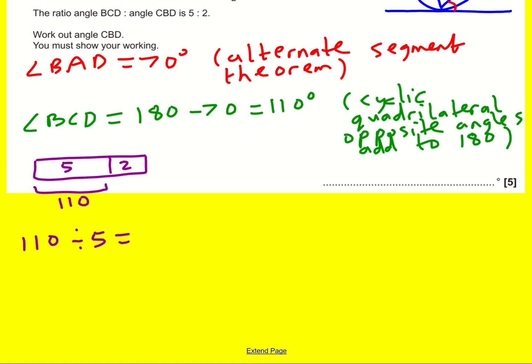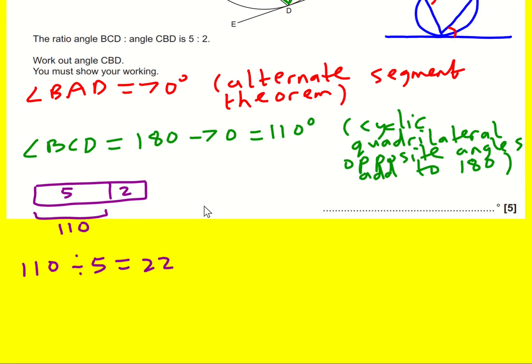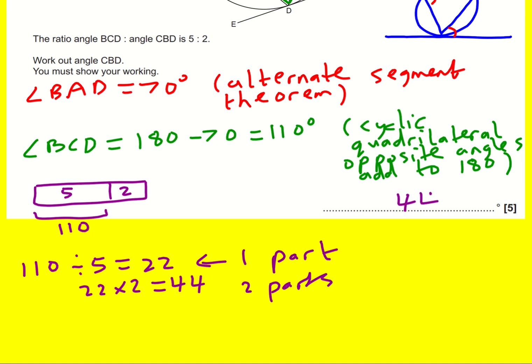To do that quickly, you can actually divide through by 10 and then times through by 2. It's going to give me 22. You can do a short division if you prefer. So then that's 1 part. And so I'm basically done, because 2 parts is going to become 22 times 2, which is 44. Quite a lot going on there.